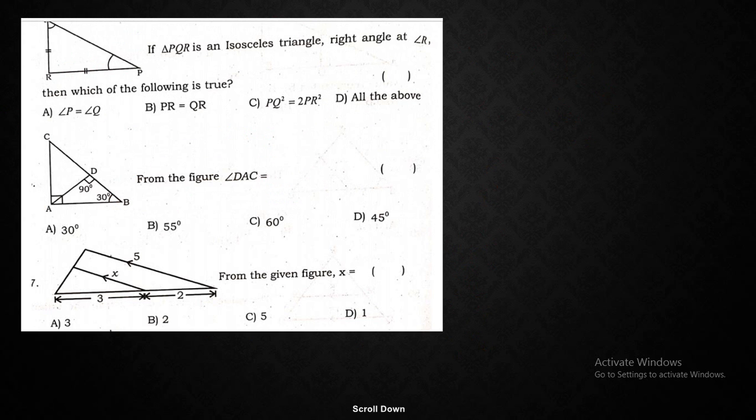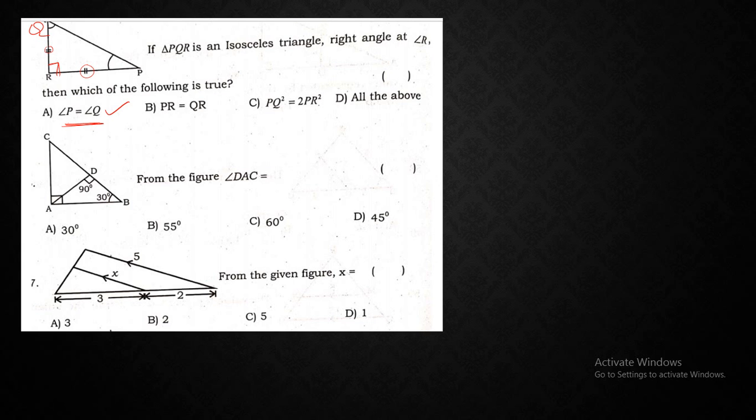Right. Next, moving on to one more question. So here in triangle PQR, this particular vertex is Q. In triangle PQR, these two sides are equal. Right angled at R. So this is right angled at R. Then which of the following is true? Right. So angle P is equal to angle Q. So is it correct? Yes, correct, because it is an isosceles triangle, so base angles are equal.